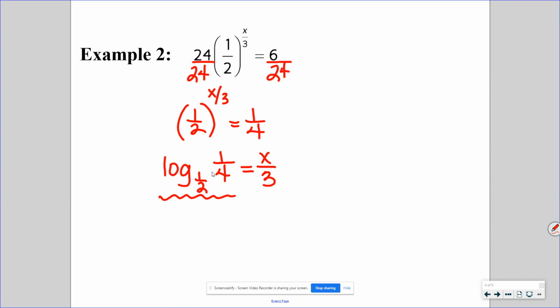Then we would start over here at the logarithm, and we would try to figure out what this is equal to. So log base 1/2 of 1/4. In your head, what you need to do is think, 1/2 to what power is 1/4? 1/2 to the second power is 1/4. So this is all equal to 2. And then I'm pretty sure you probably know what to do from here. You're just going to multiply by 3 and get an answer of 6.